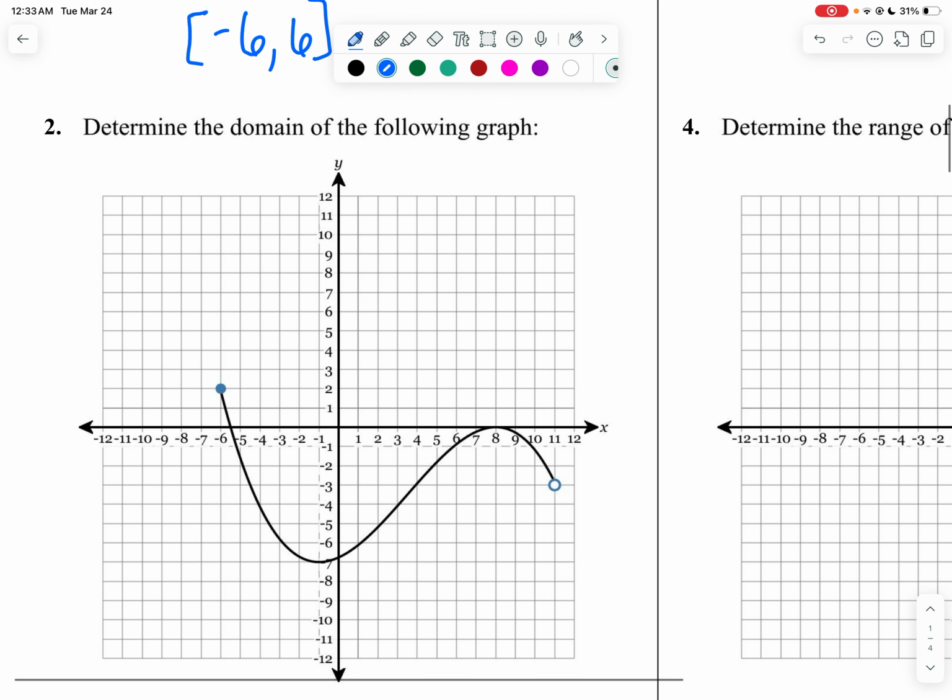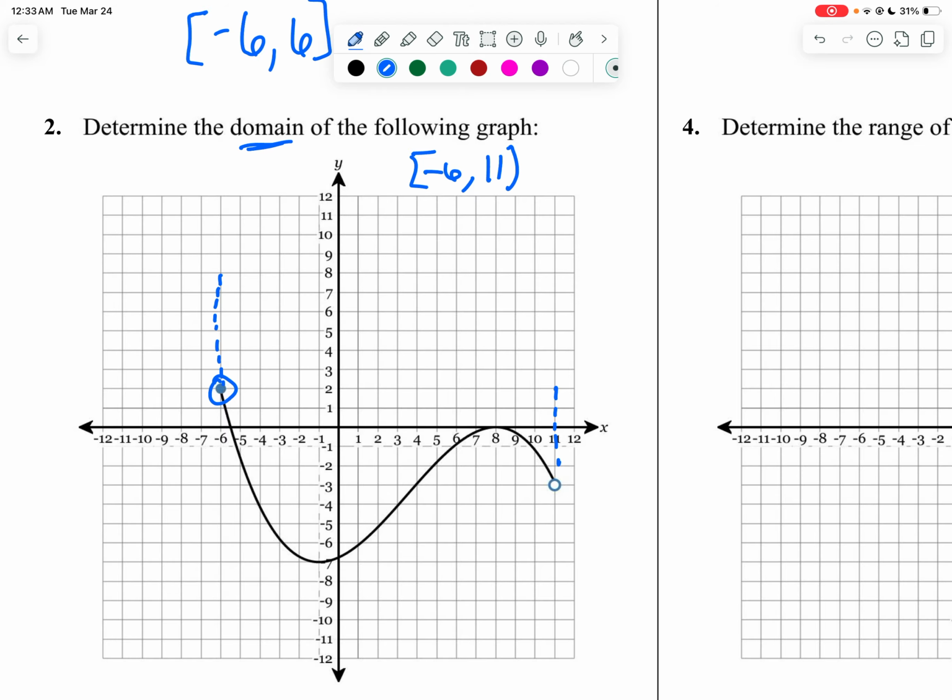Now, same thing here for number two. We are going to start with my leftmost value. It's going to be -6 again, not 2, because that's the y value. We don't want the y value, we want the x value. So we have -6. Notice how it's a closed circle, so we have a bracket. But notice how here at 11, we have an open circle, so that's going to give us a parentheses here for my domain.